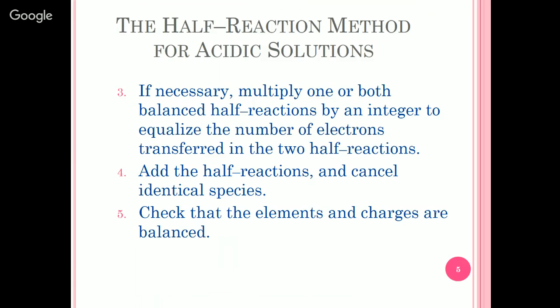And keep in mind that most of these reactions are happening in an aqueous solution, and it is perfectly fine for that solution to be acidic, which is why we're allowed to have protons and water floating around. So once you have added your reactions back together, you just want to check to make sure that everything is still balanced in terms of your atoms and your charges.